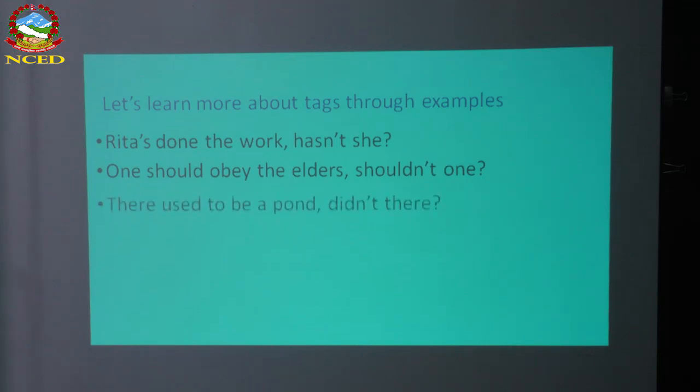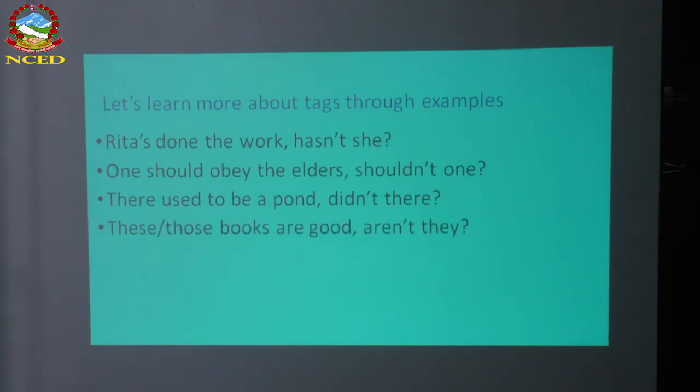Moving to the next: "There used to be a pond, didn't there?" In such kinds of statements, if it starts with "there," "there" is repeated in the tag, and then "used to" is taken as "did." When there is use of "used to," then we use "did" in the tag question. And since it is a positive sentence, we need negation here. So "didn't there" is used. Alright.